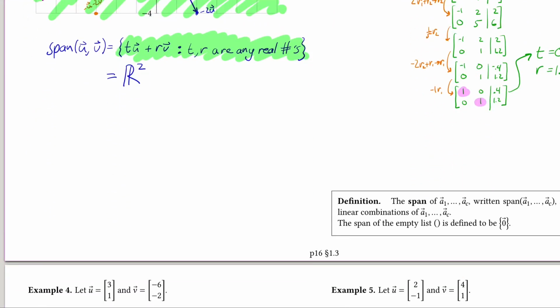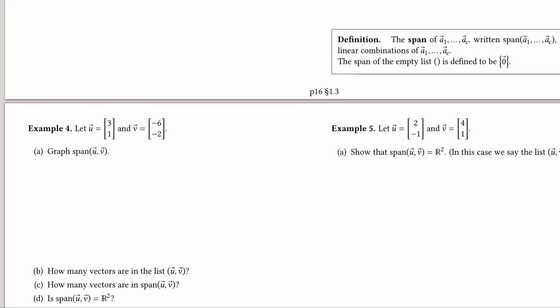Let's look at another example, example 4 here. So here we have a different u and v. u is (3, 1), and v is (-6, -2). And you might have noticed something about these. You might have noticed that v is actually -2 times u. Let's see how that affects things.